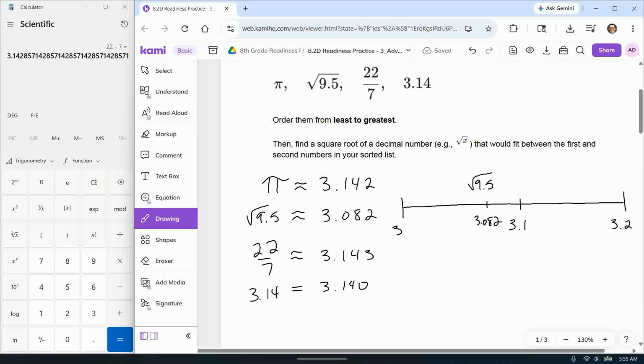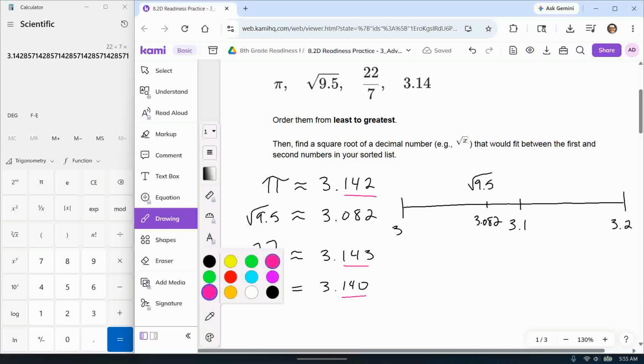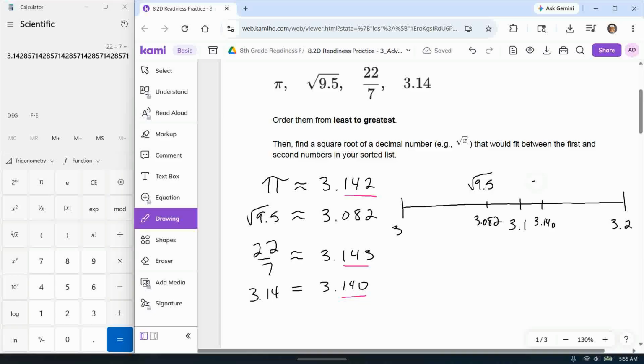And then we get into the 3.14s. So I've got 3.140, 143, 142. So just look at the last three. Think of it like 140, 143, 142. If you think of it like that, it's going to be pretty easy. But 140 is going to be first. So I'll put the actual value up there, 3.14. Next, it's going to be right next to it. I'm going to have to bring it down here because it's too close. 3.142, which is pi. And then 3.143, which is the 22 over 7.